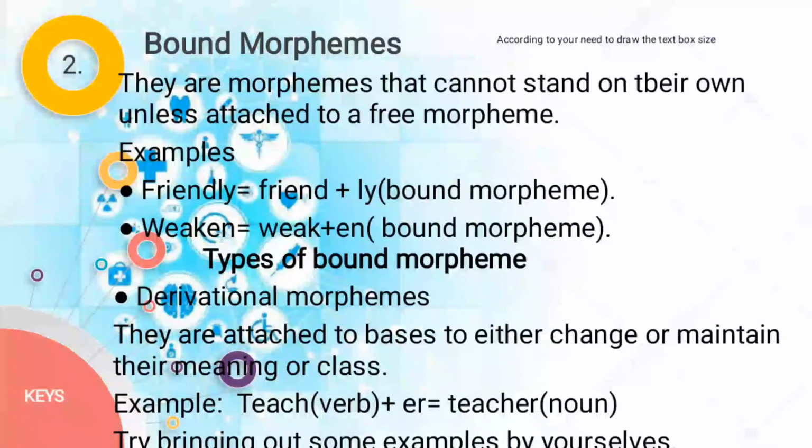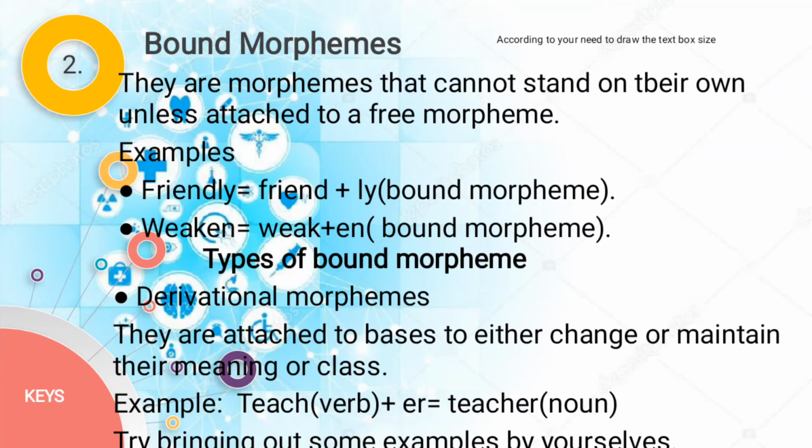Now to the bound morphemes. They are morphemes that cannot stand on their own unless attached to a free morpheme. Example: the word friendly is made up of friend plus ly. We can see from the above that friend is the free morpheme and ly is the bound morpheme. Another example is weekend, which is made up of the free morpheme week and the bound morpheme end.